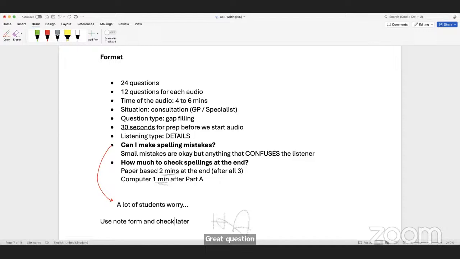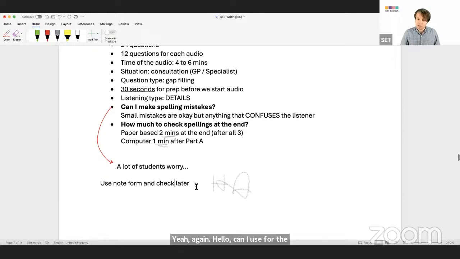Mithila? Yeah, you haven't spoken before. Yeah, go on. Hello. Can I use abbreviations for the blank? Yeah, now this is what Khalid was just saying. So according to OET, apparently, we should write what they say. If they say an abbreviation, you can write it. If not, don't write it.